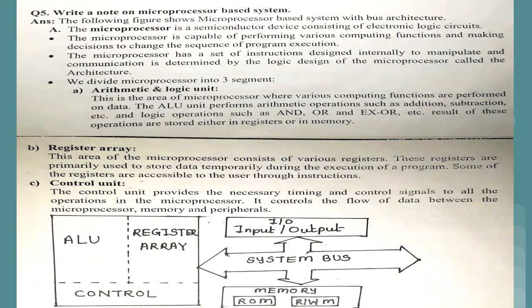The next important component of the microprocessor is the control unit, which sends the necessary timing and control signals to all the operations in the microprocessor. Or in simple words, we can say that this particular unit coordinates all the parts of the microprocessor whenever you want to send data between the microprocessor, memory, and peripherals. So this is the first part which we have just seen, that is, the microprocessor.